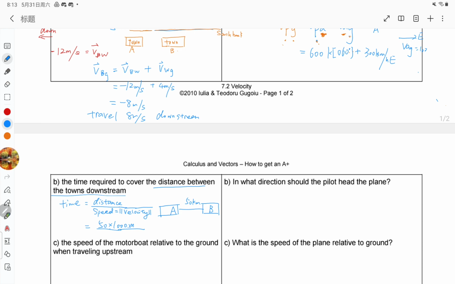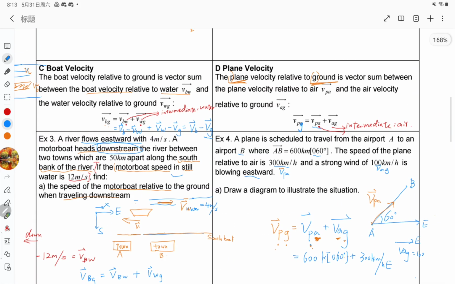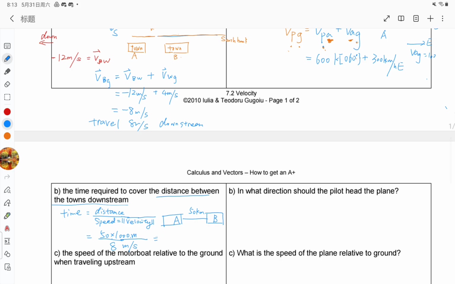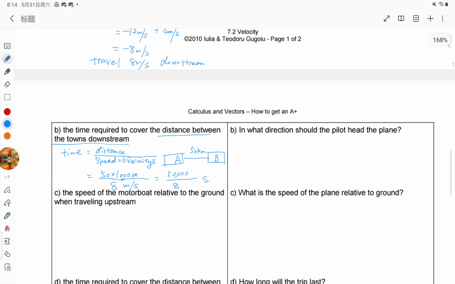And also the speed is 8 meters per second, okay? 8 meters per second. All right, and then you get 50,000 over 8 seconds, and then you can convert it to hours. So this is just a matter of calculation, right? So the speed of the boat relative to the ground when traveling upstream.